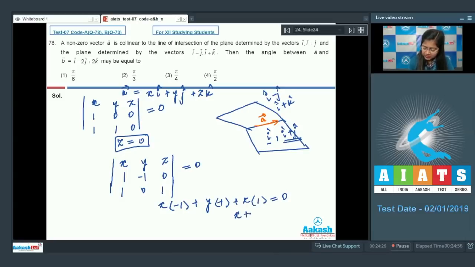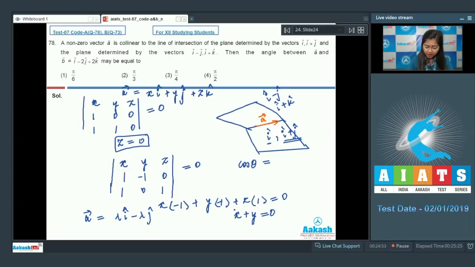So we can say that x plus y is equal to 0 because z is already 0, right? So we can say that vector A can be written equal to, let us say, lambda i cap minus lambda j cap. Now we have to find the angle between vector A and vector B. So we can say that cos theta will be equal to A dot B upon magnitude of A into magnitude of B.